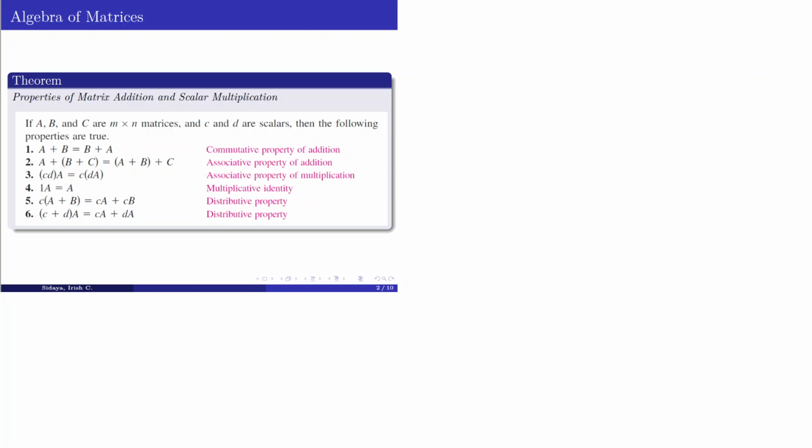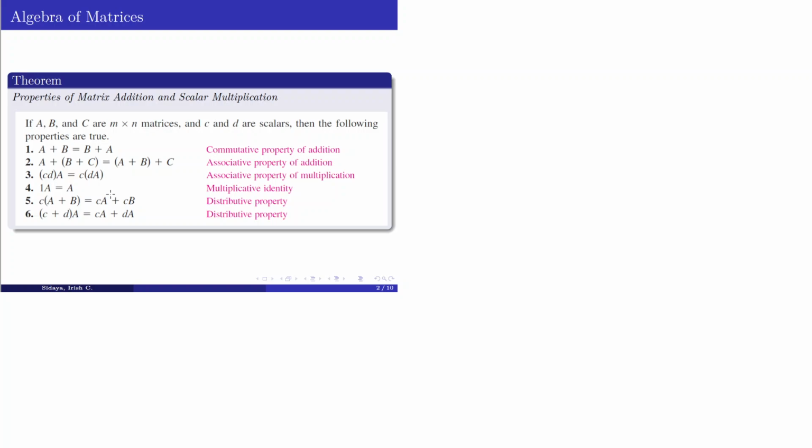If A, B, and C are m by n matrices, and C and D are scalars, then the following properties are true. First, the addition of matrices is commutative, that is, A plus B equals B plus A. We also have the associative property of addition. In here we group B plus C, and in here we group A plus B. Also, we have the associative property of multiplication. So notice how we move the parentheses.